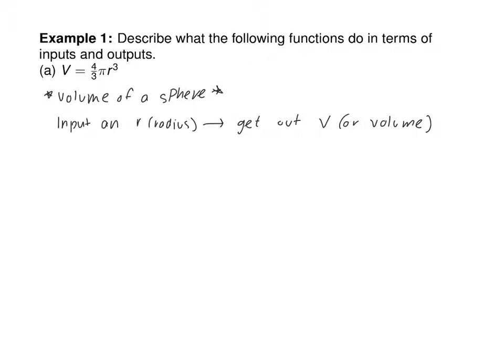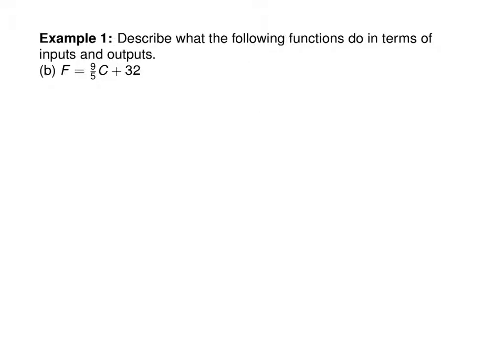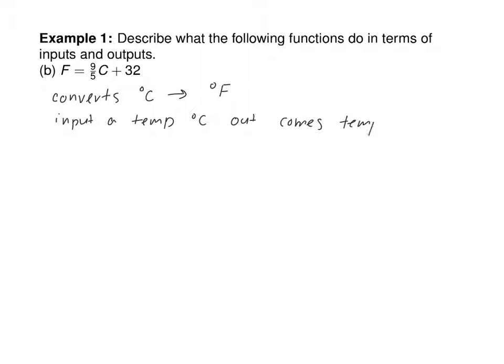Okay. How about this formula? F equals 9/5 C plus 32. What does this formula do? Do you know? It converts degrees Celsius into degrees Fahrenheit. So in the words of inputs and outputs, you input temperature in which degree system? In degrees Celsius, and out comes the temperature in degrees Fahrenheit.